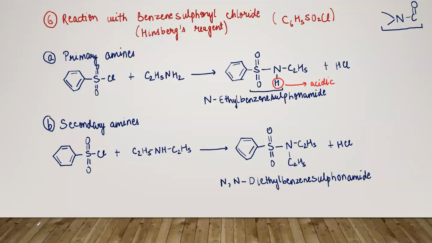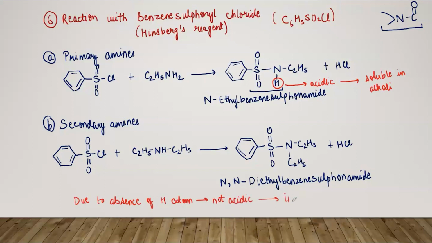Now, I will write down the important thing here. Because of this acidic hydrogen, this compound is soluble in alkali for the case of primary amine. Okay. And I will write it down here that due to the absence of hydrogen atom, this compound is not acidic, and that is why it will be insoluble in alkali. Okay.